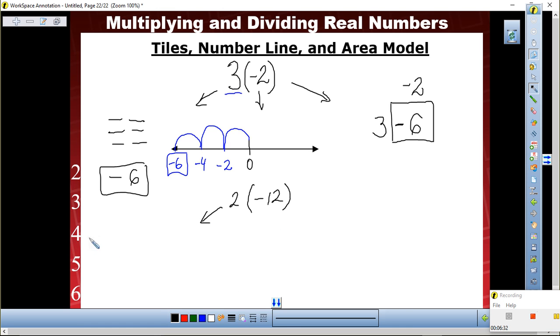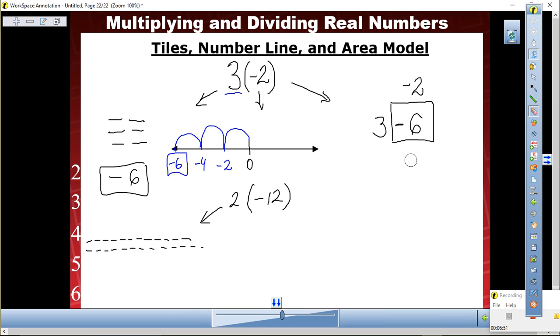Using tiles. 1, 2, 3, 4, 5, 6, 7, 8, 9, 10, 11, 12. How many times? Twice. Is that 12? Oh, I put 1 extra. So the total is -24.